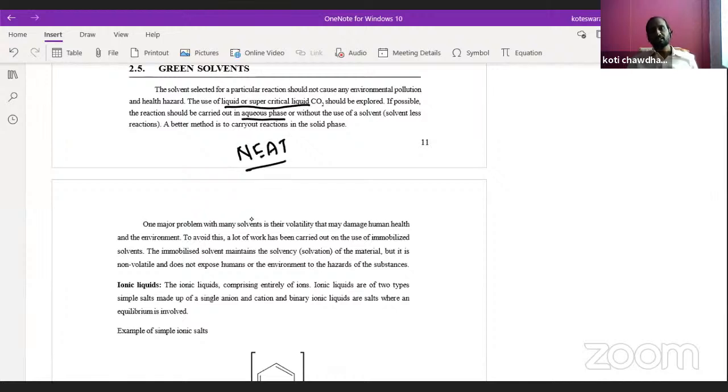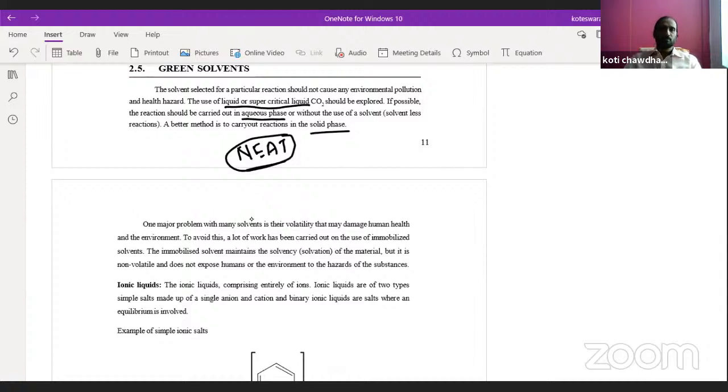Neat reaction is also very important for green synthesis, and solid phase synthesis is also important. These are green solvents: supercritical liquid carbon dioxide, liquid carbon dioxide, and aqueous, that is, water-mediated reactions, solvent-free reactions, and solid phase reactions. All these four cases we call green processes.